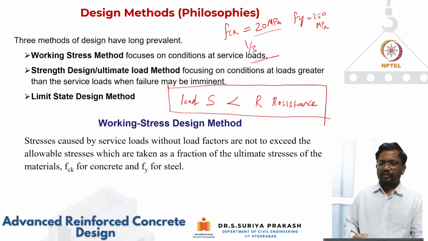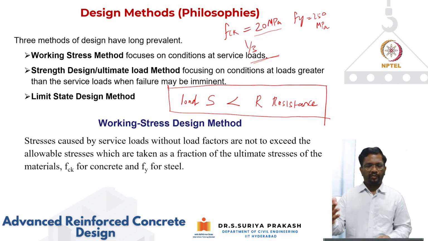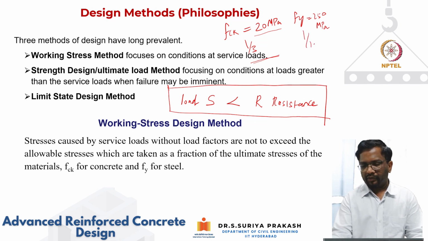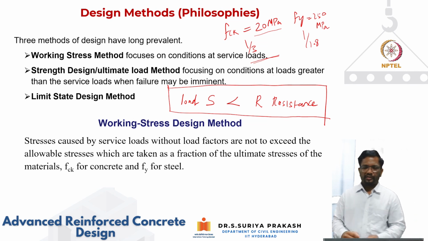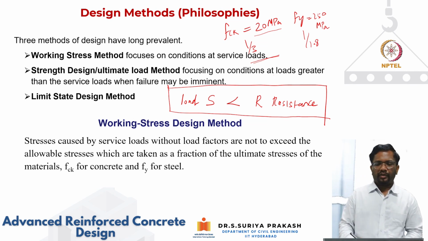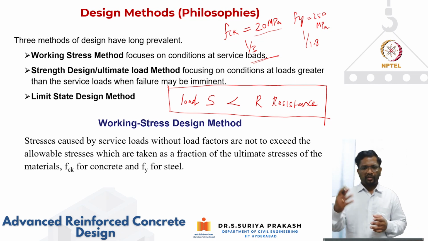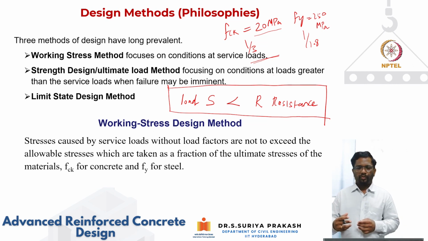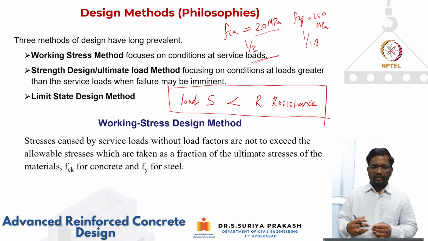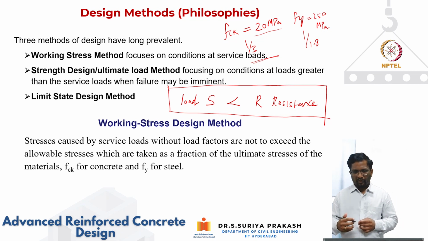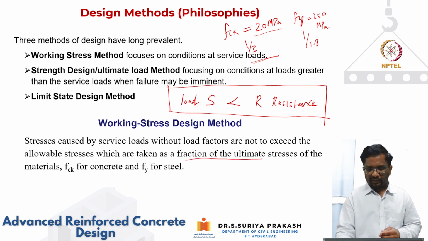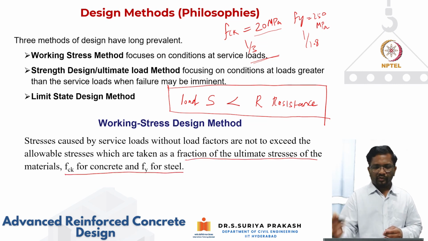So if you're working with 20 megapascal, my allowable stress will be 20 by 3. And for steel, usually we divide it by 1.8. So the allowable stress for concrete is going to be one third of the actual strength, and for steel it is usually 1 by 1.8 of the strength. That's the fraction of ultimate stresses that we are going to use to check.